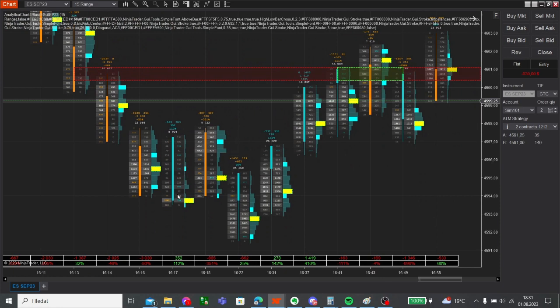This one was an even better setup because we saw a passive buyer here. This wasn't an aggressive seller for sure, and we just rallied higher.